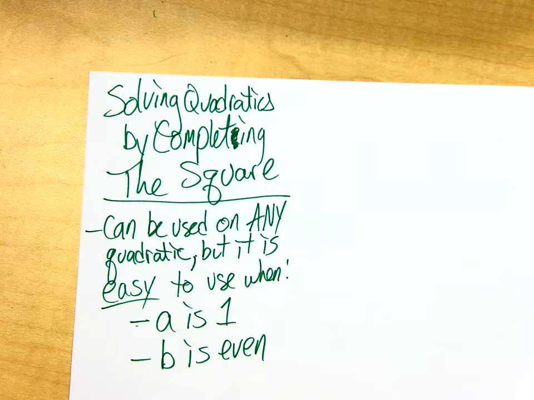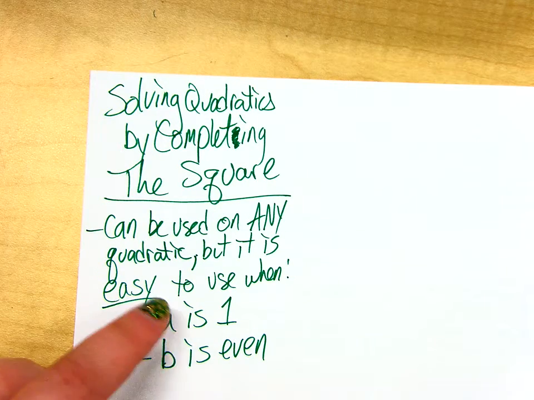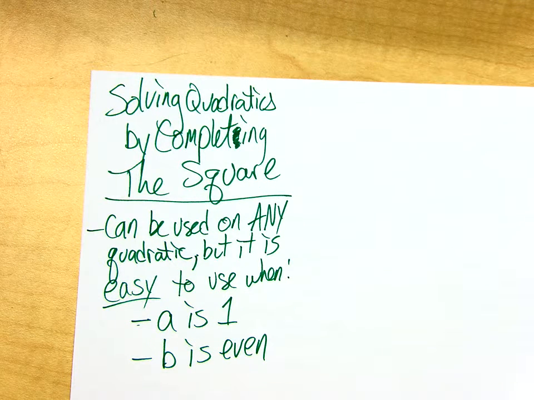But if I can't factor and I can't solve by square rooting, if I have a being 1 and b is even, solving by completing the square will actually be relatively easy once I understand the steps. So let's give ourselves an example of a time when we might use this.